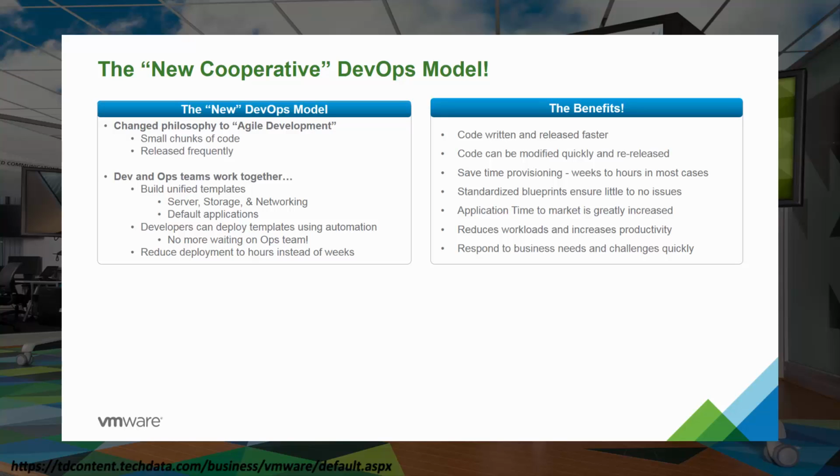The application time to market obviously is greatly improved while reducing the team's workloads and increasing their productivity, which allows them to accomplish other tasks. And finally, the company can again respond to business needs much quicker than ever before. As the business needs change, IT can change with it along with developers, and they can stay ahead of their competition, and that allows them to release applications quicker, beating their competitors to the punch.